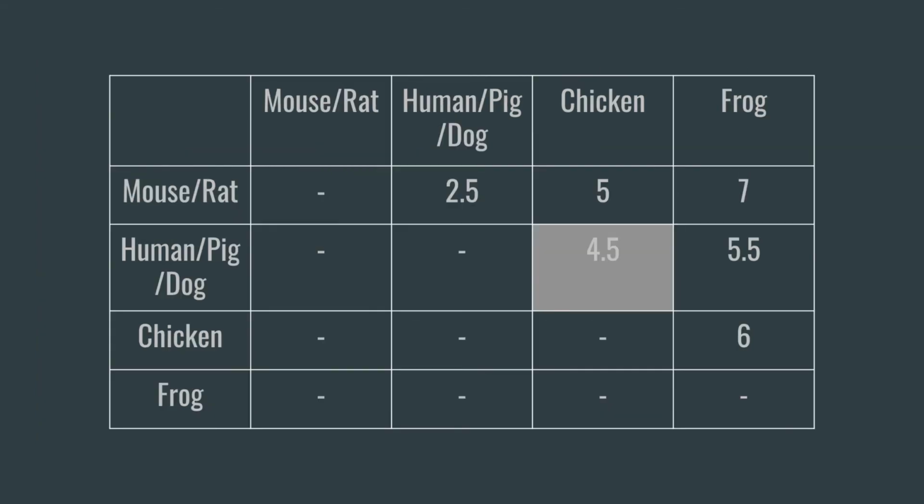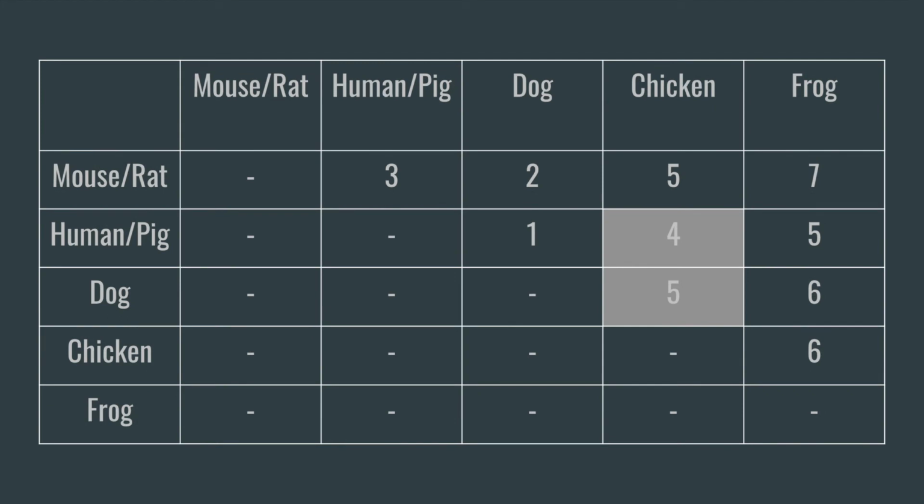Now the difference between the human, pig, dog cluster and chicken is 4.5. How did we get this value? If we go back to the previous matrix, you now have the difference between a human, pig, and chicken identified as 4, and the value of difference between a dog and a chicken is 5. If we get the average of 4 and 5, that will yield 4.5.